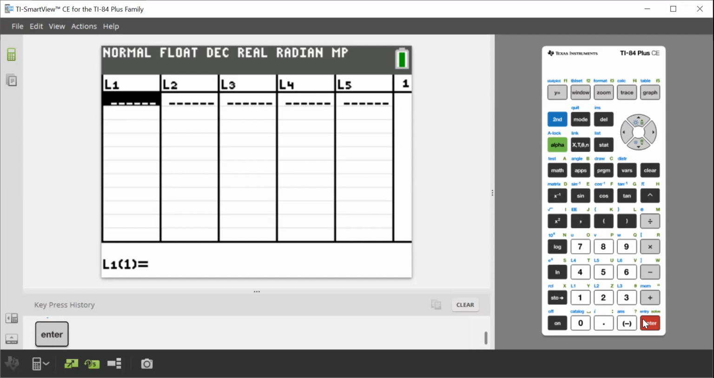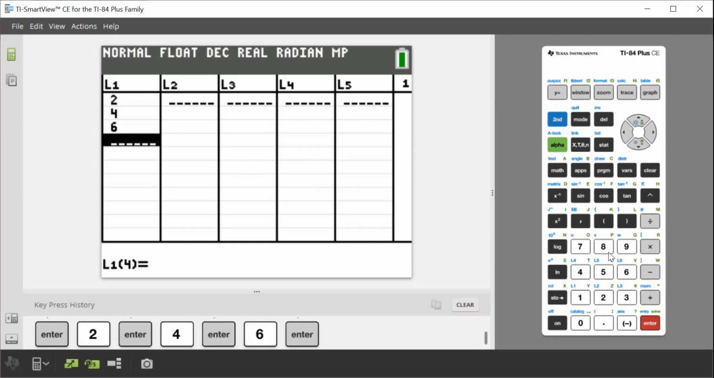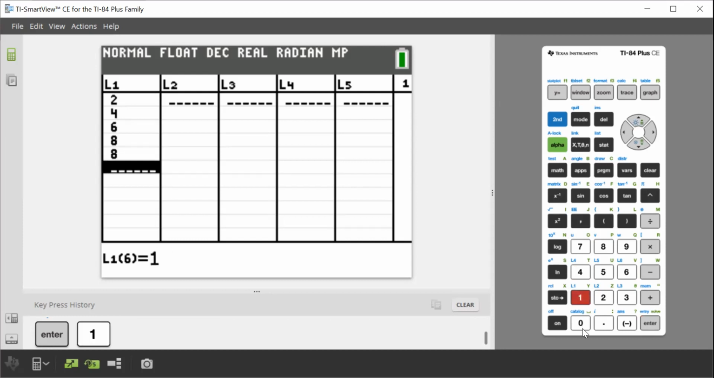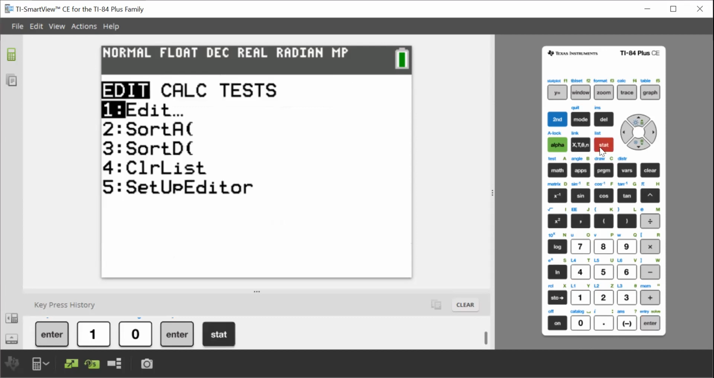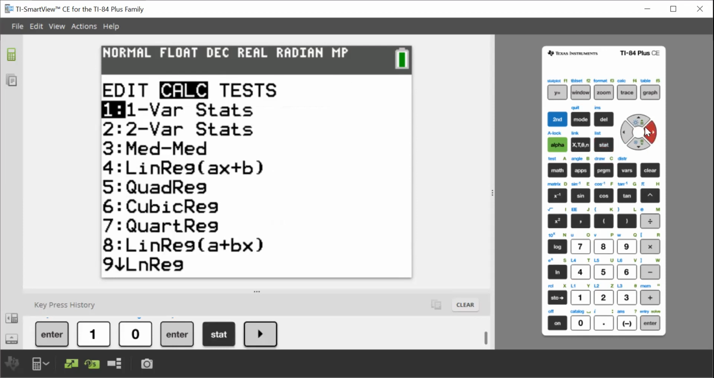So now all I'm going to do is input my data values. So I go 2, enter, 4, enter, 6, enter, 8, enter, 8, enter, 10, enter. Okay. And now I'm going to calculate some statistics. So I hit my statistics button again. And you see right beside edit, it says calc. So I go one sideways and look at that.